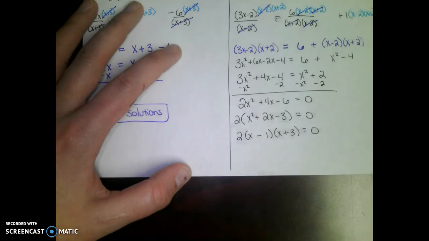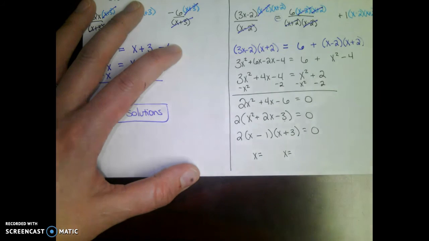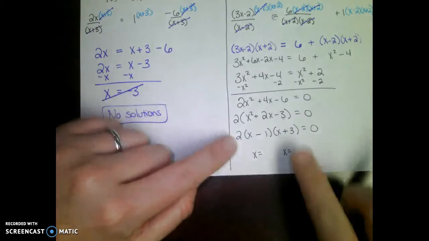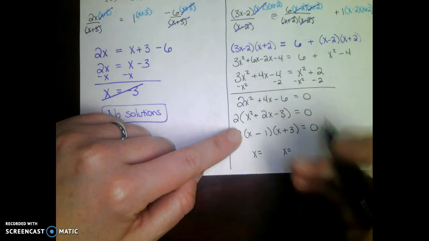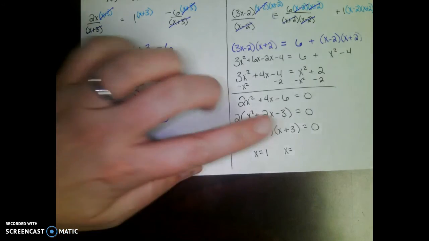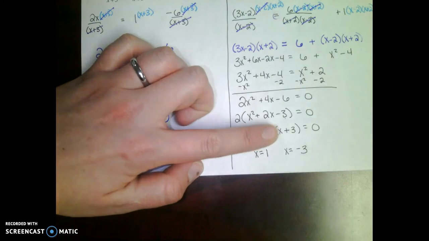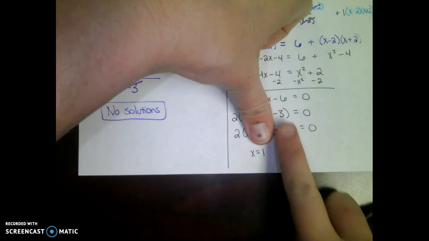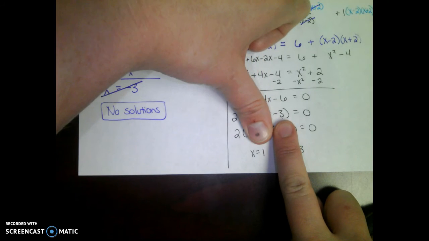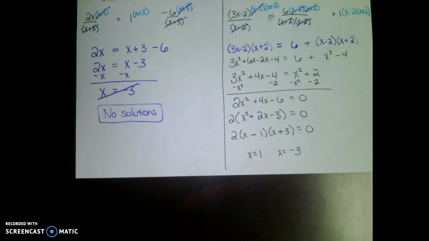So what are my solutions? X equals, if you basically cover all of this stuff up, x minus 1 equals 0, x would have to be 1. If you cover this stuff up, what number plus 3 is 0? -3. That 2 really doesn't affect anything, because is it possible for 2 to equal 0? No, there's no letter there. There's no variable there, so it doesn't change anything. Your solutions are 1 and -3.